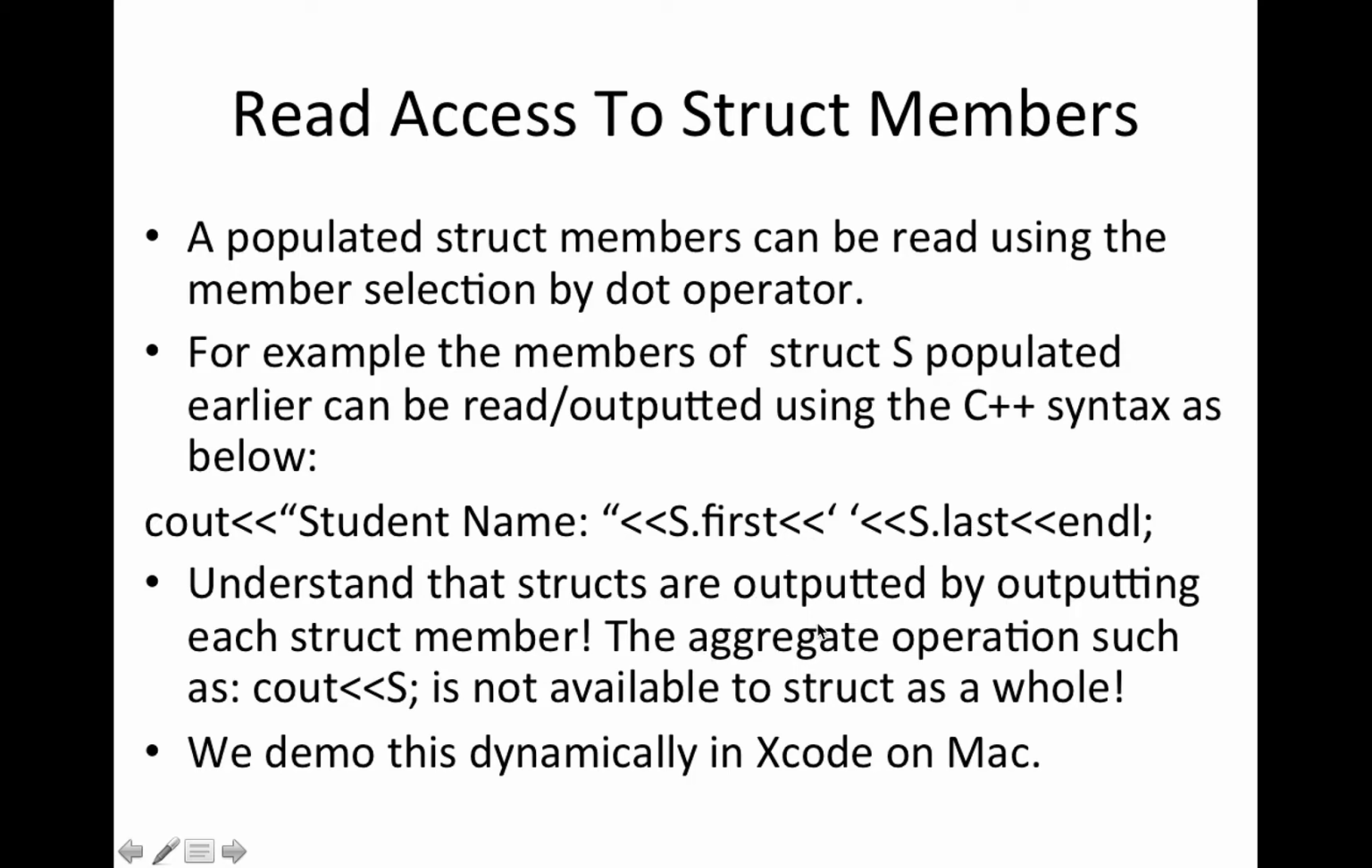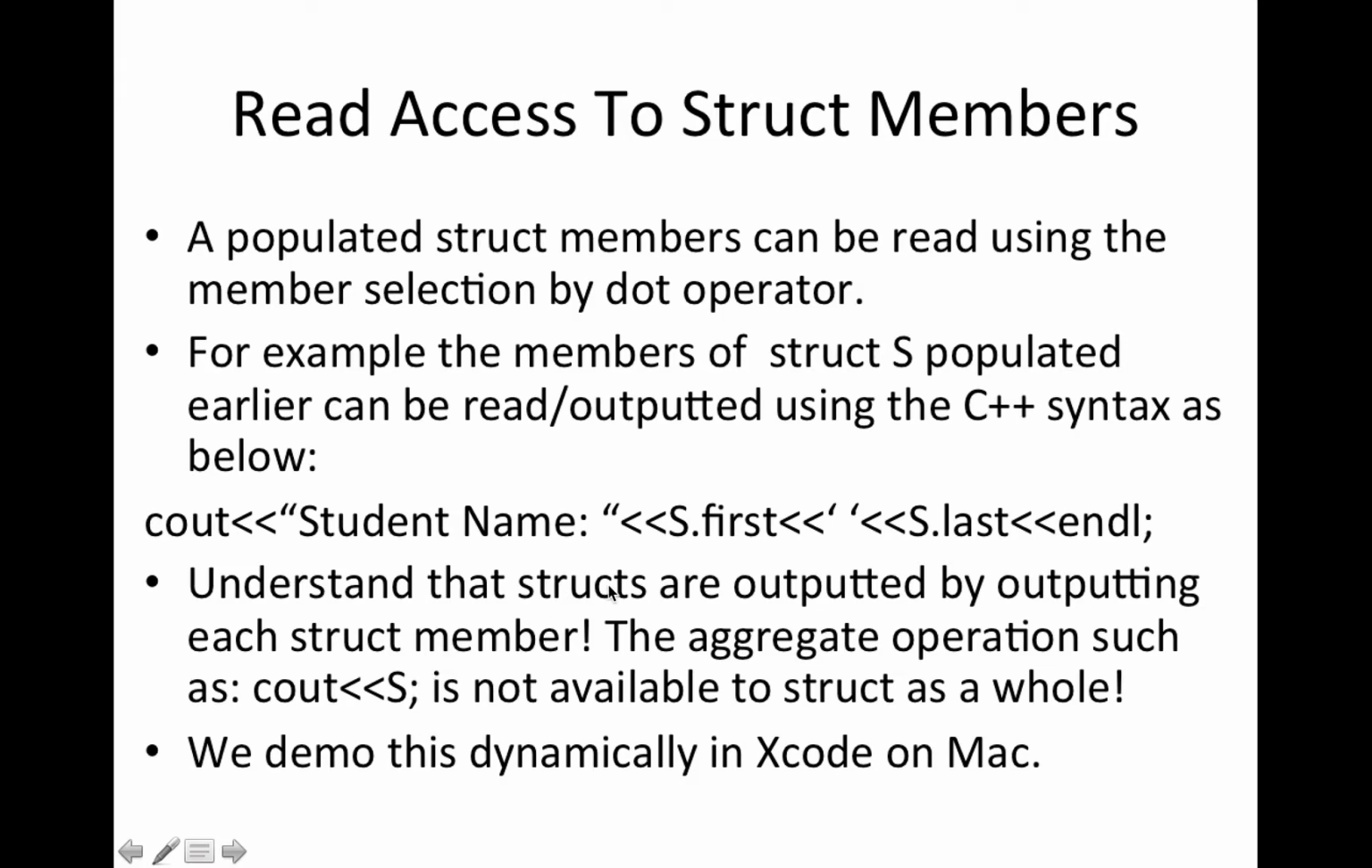Now understand that structs are outputted by outputting each struct member separately. This is a major change compared to standalone variables. So aggregate operations such as this one here, if I just cout S, that's not available to struct as a whole. There's a technology called operator overloading which can make that possible, but it is not inbuilt in C++ that you can output a struct with cout S. That's just not possible. Okay.